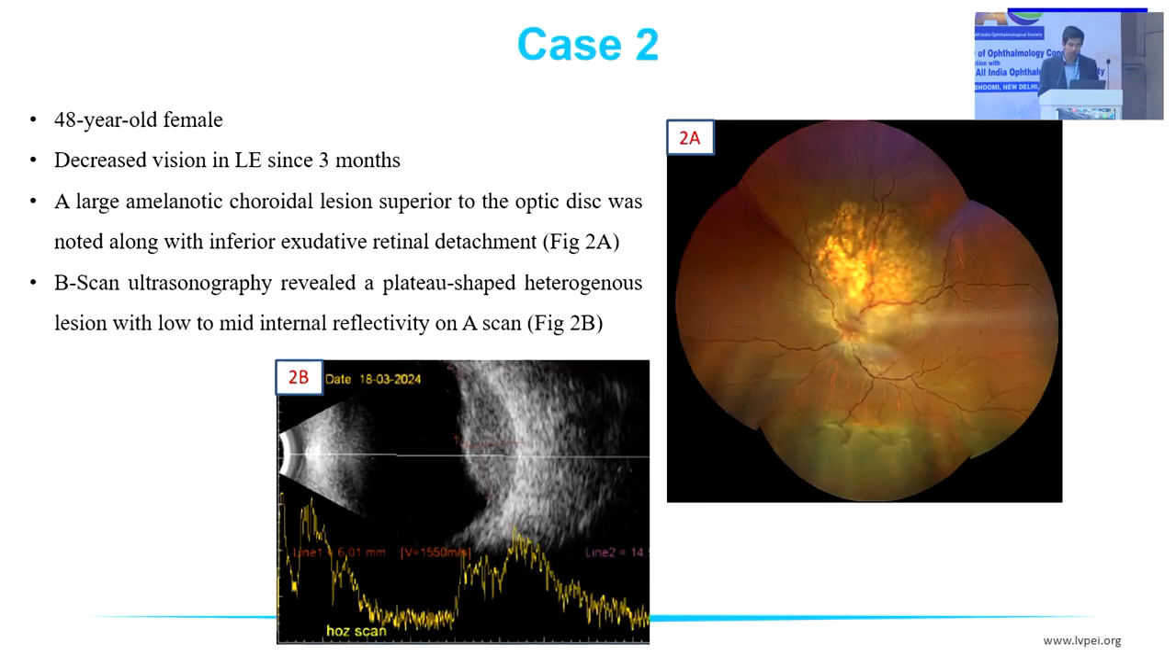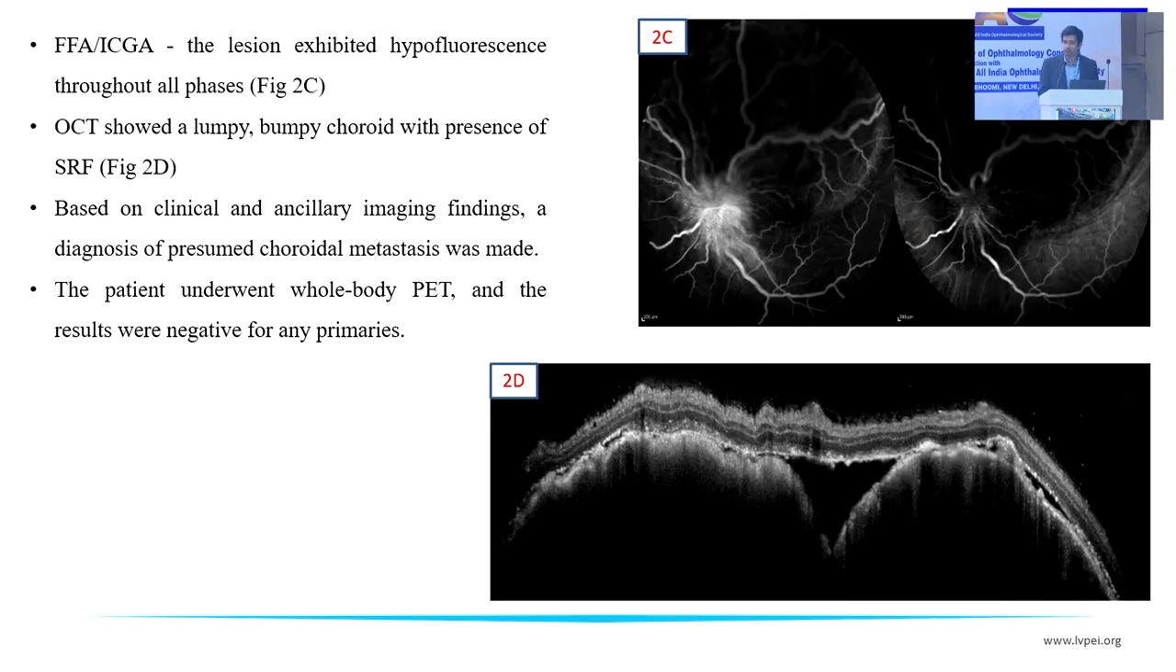This is case 2, a 48-year-old female with decreased vision in the left eye since the last 3 months. We can see a large amelanotic choroidal lesion superior to the optic disc along with inferior exudative retinal detachment. On B scan, we can see a plateau-shaped heterogeneous lesion with low to mid internal reflectivity on A scan. On FFA and ICGA there is hypofluorescence throughout all the phases, and on OCT we see a characteristically lumpy choroid with the presence of SRF.